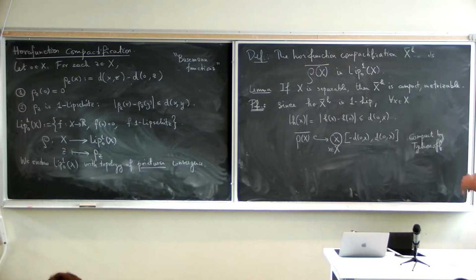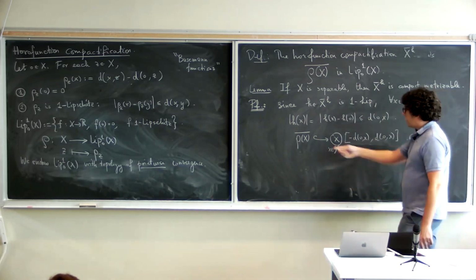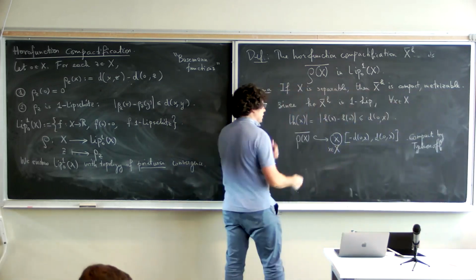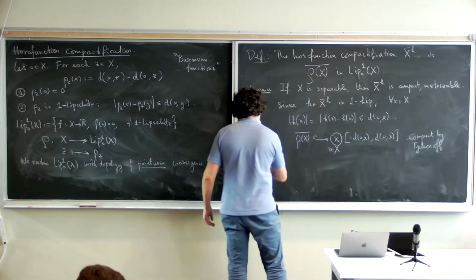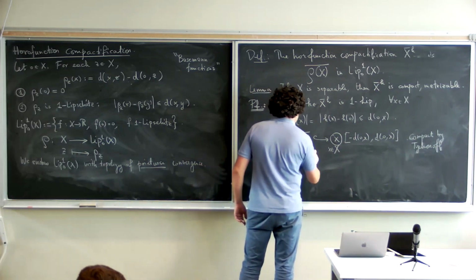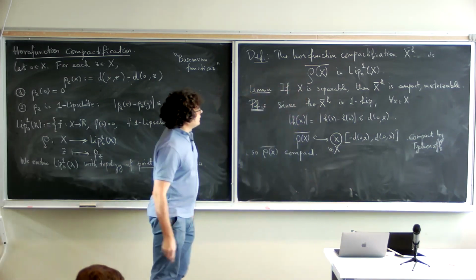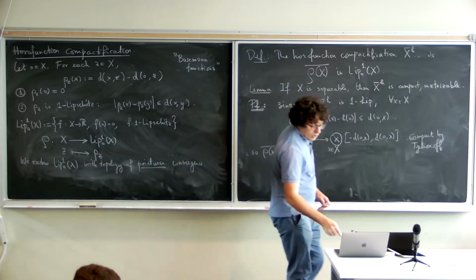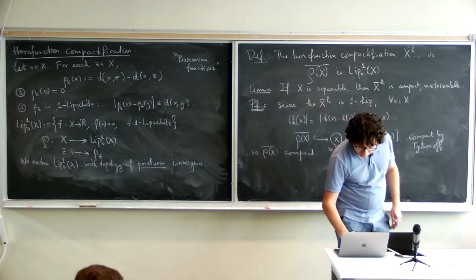In fact, if X is separable, and our X is closed, so it's compact. So why is it compact? Well, the metrizability you get from the separableness. So I mean, this is a classical metrizability theorem.